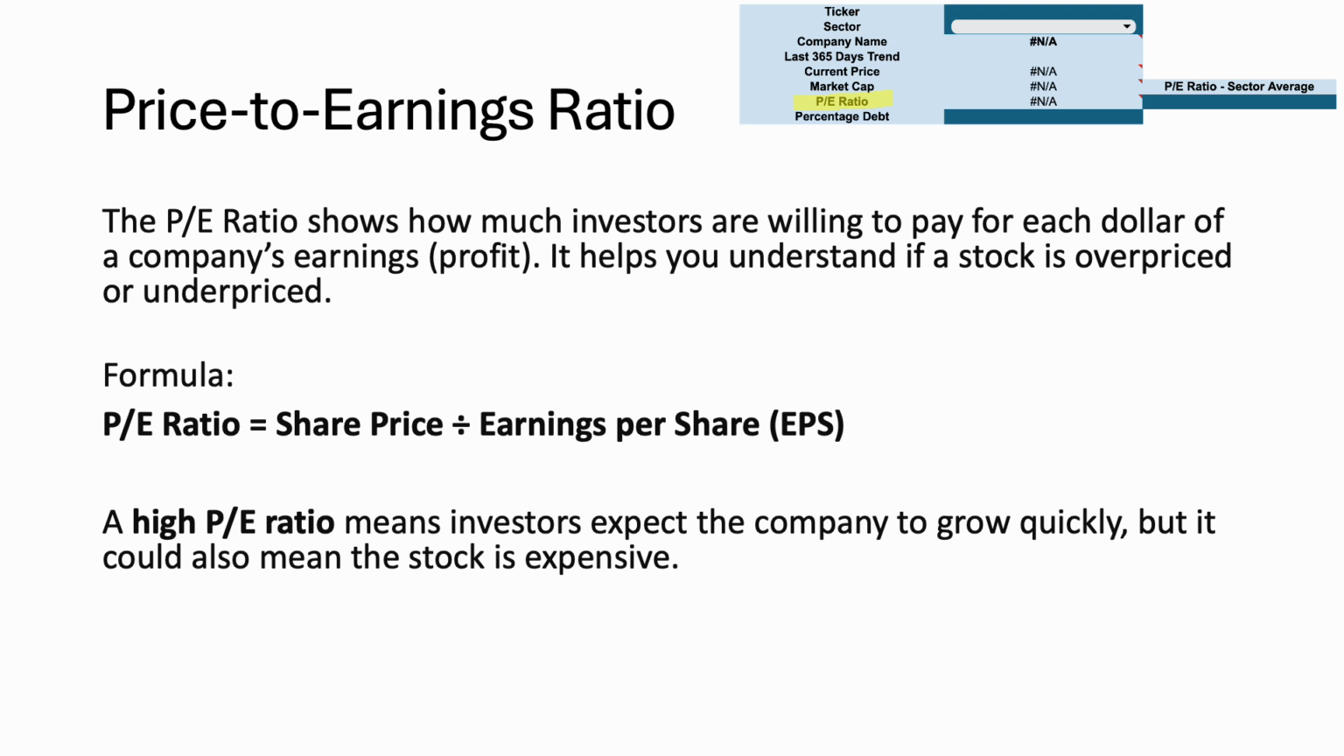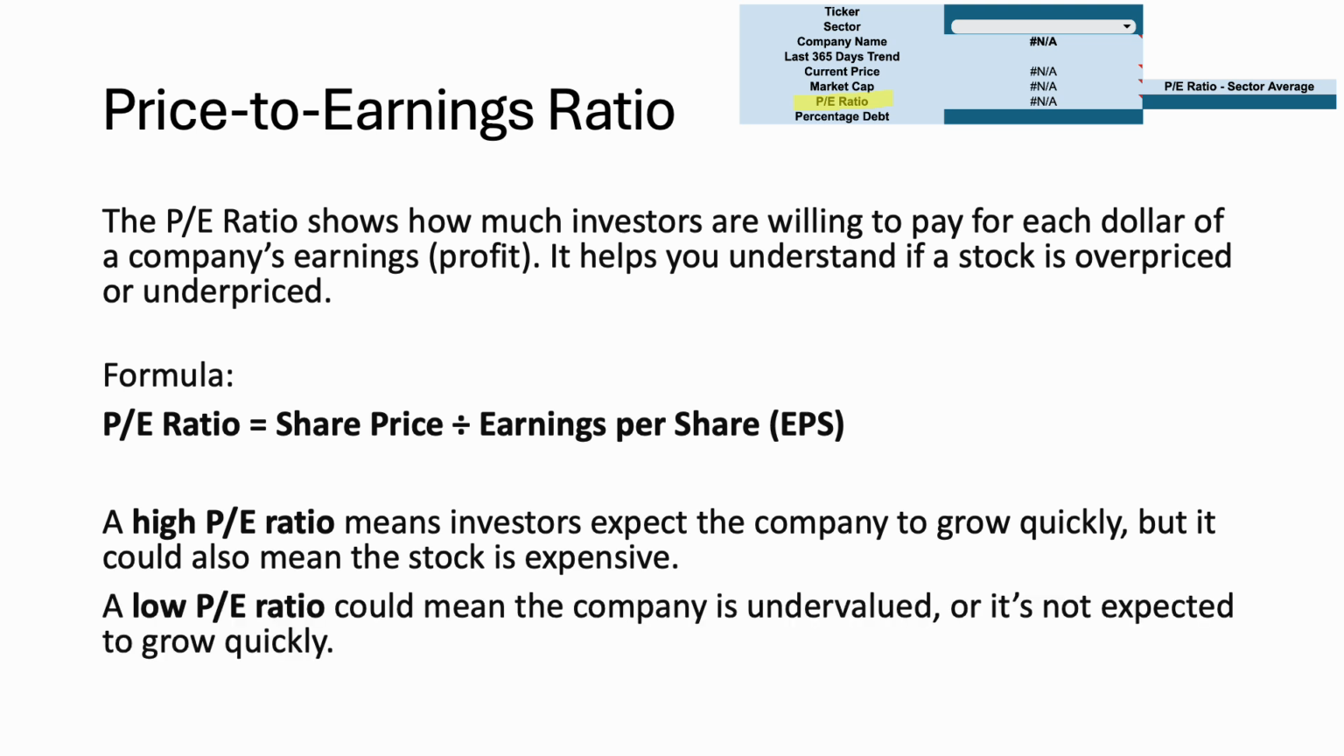The reason people look at PE ratios is because if it's a high PE ratio, it means investors expect the company to grow quickly, but it could also mean that the stock's expensive. And the opposite to that is if it's a low PE, it means a company might be undervalued or it might not be growing quickly.